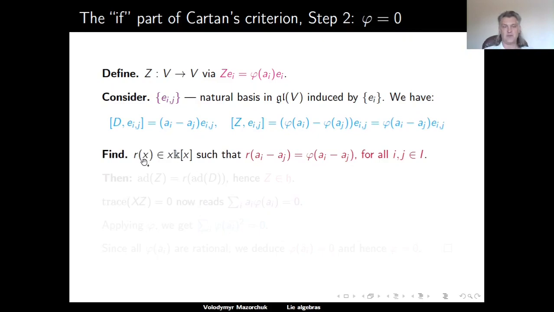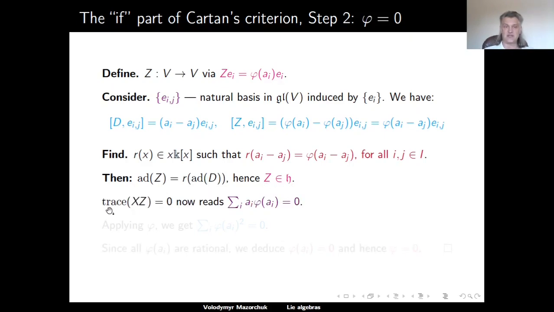Now we can find a polynomial r of x without constant term such that for all i and j, the value of this polynomial at Ai minus Aj is equal to phi of Ai minus Aj. So we have a finite number of points at which we prescribe the value, and this can certainly be satisfied by some polynomial. Then we can write the adjoint operator of Z as this polynomial R evaluated at the adjoint operator of D by definition. In particular, this implies that Z is an element in H.